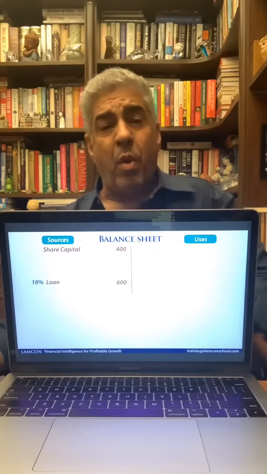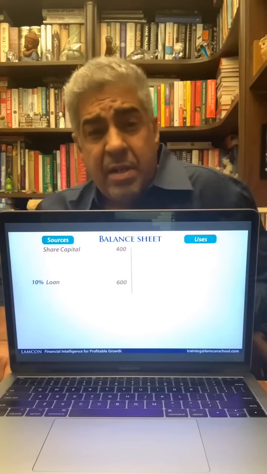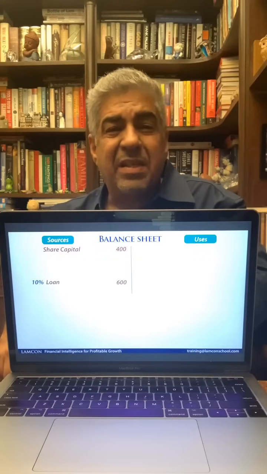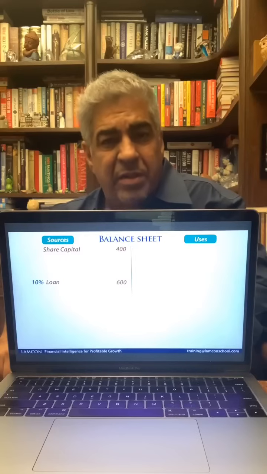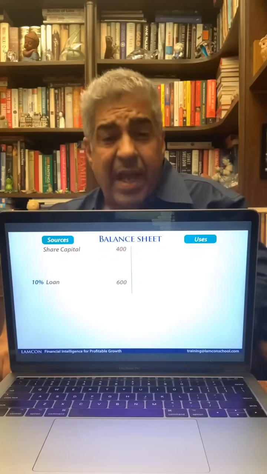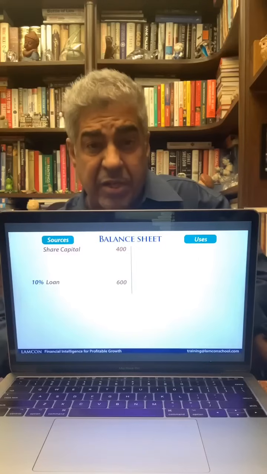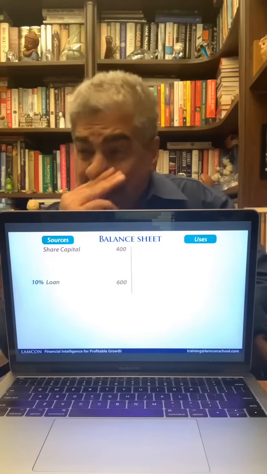But tell me, what is the difference between Mr. Manish as a lender and, let's say, the banker as a lender? What's the difference? The difference lies in the terms of lending. On what terms did Manish lend? On what terms did the banker lend?